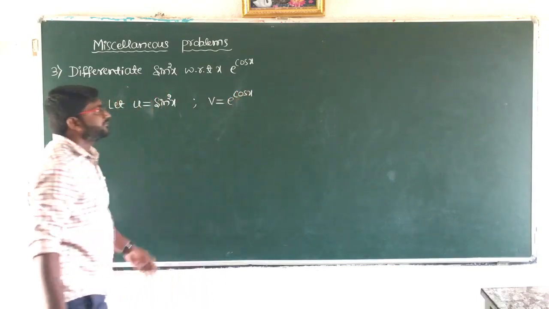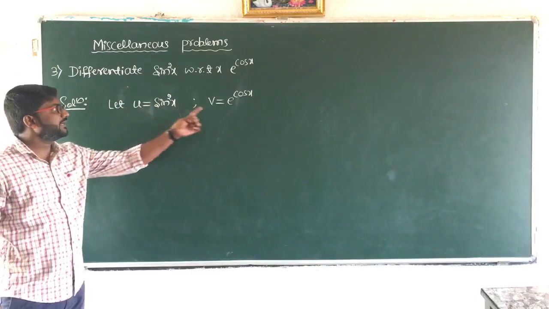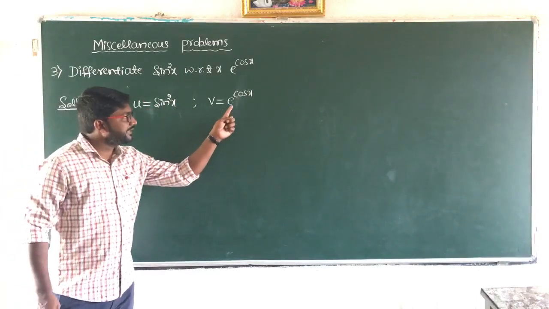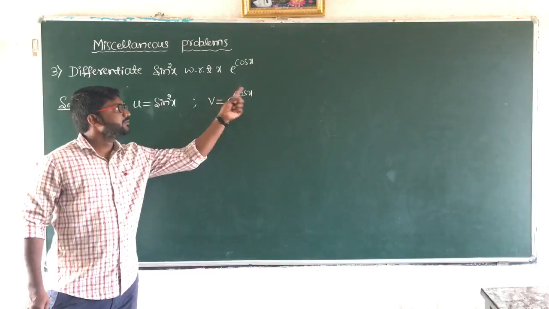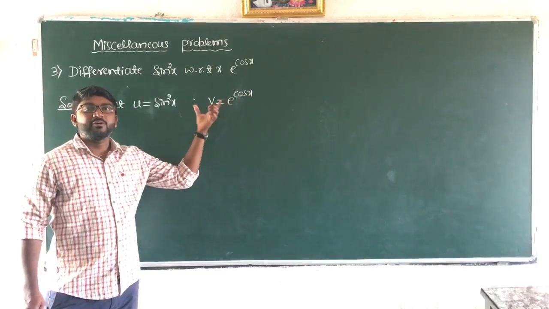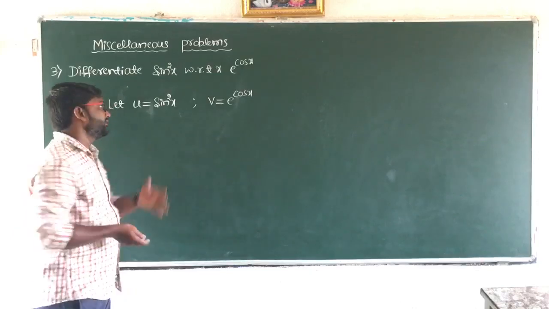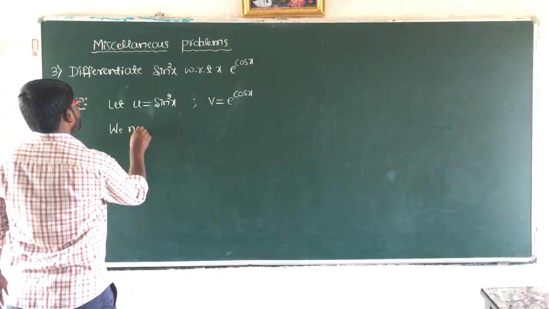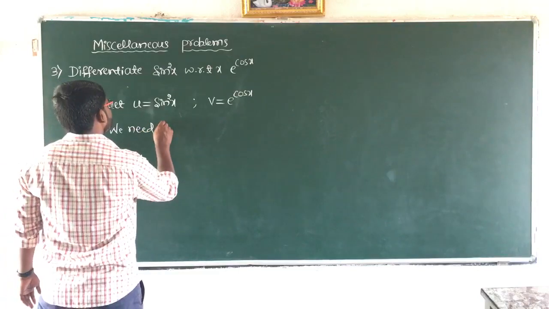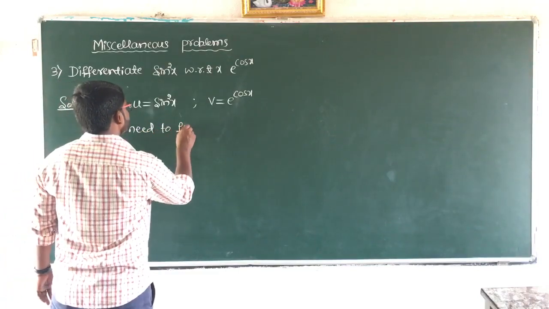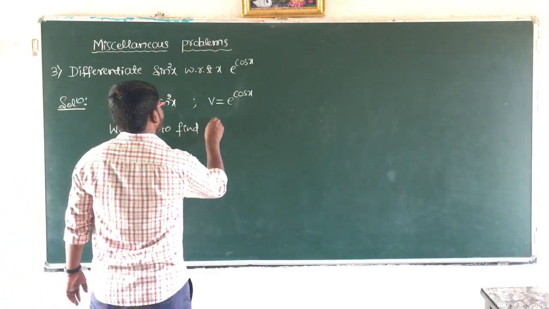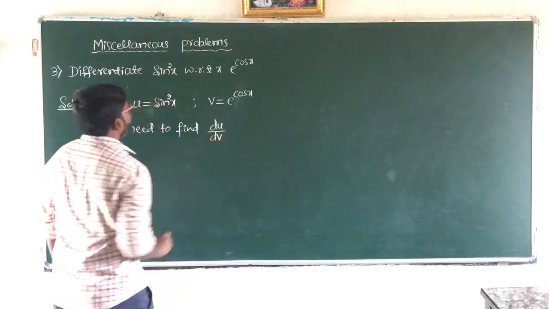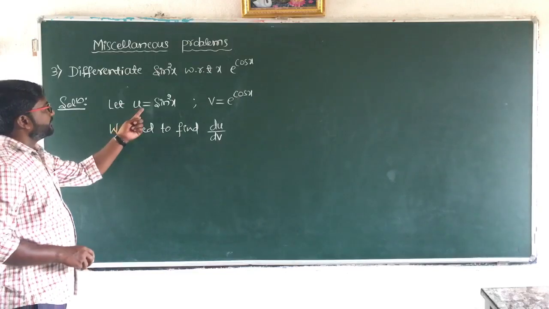So what do we have to find now? We have to find du by dv, that is the derivative of sin square x with respect to e raised to cos x. That means this should be there in the denominator. We need to find du by dv.